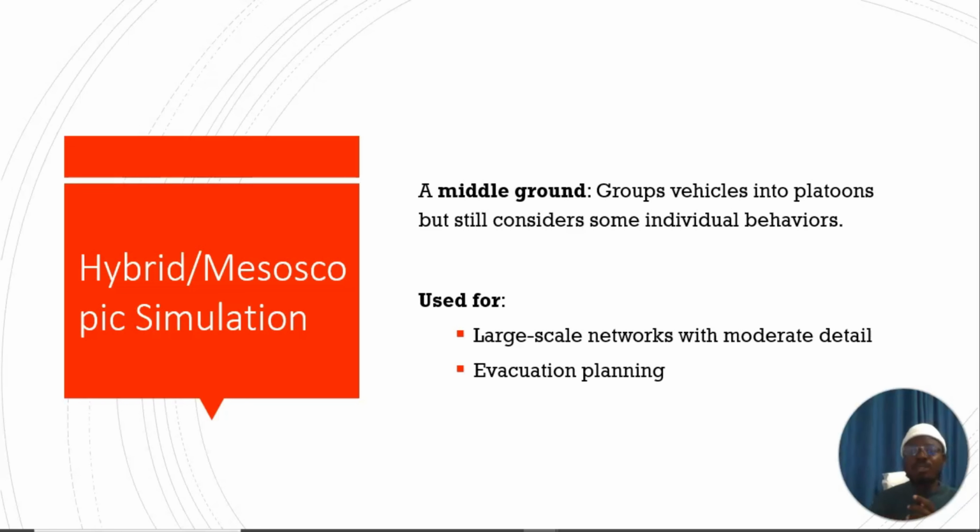So it's not just focusing on individual vehicle behavior, but even when we group them into a group, which tends towards the macroscopic, we still take a look at the individual characteristics and how these individual vehicles behave in the simulation. Some of the uses are large-scale networks with moderate detail, that is, the details are not too comprehensive, and also evacuation planning. That is when we tend to make use of hybrid, which we also call mesoscopic simulation.